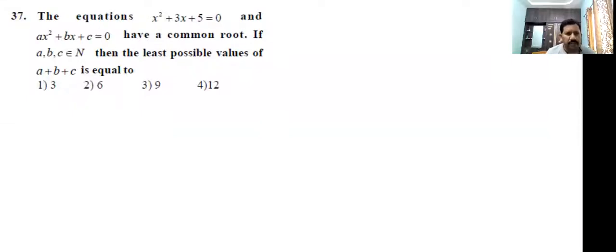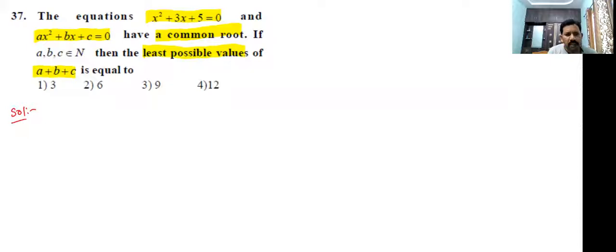Read the question first. The equation x square plus 3x plus 5 is equal to 0 and ax square plus bx plus c is equal to 0 have a common root. Then find the least possible value of a plus b plus c. Two quadratic equations are given, and they have a common root.